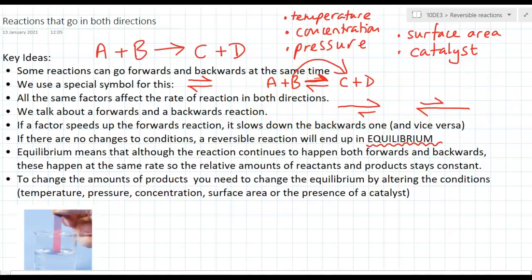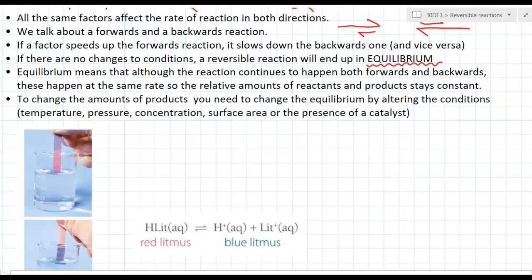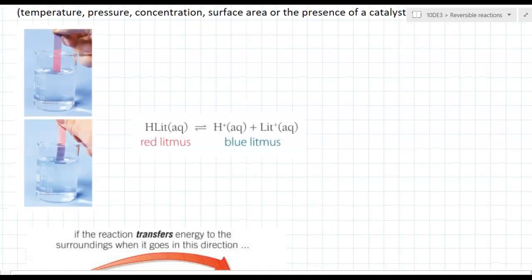Okay, now reversible reactions, you know about some already. So an example here is using indicators to test whether things are acid or alkali. We've got some indicator paper here, some litmus paper. Okay, so we should already know that red litmus can turn blue and blue litmus can turn red, and that reaction is a reversible one. Let's look at what this means here. Look at this equation. It looks complicated, but it isn't really.